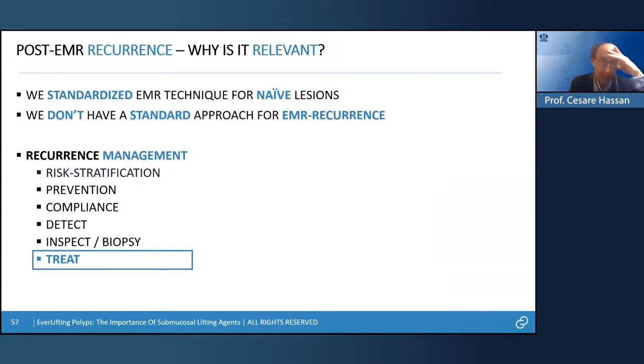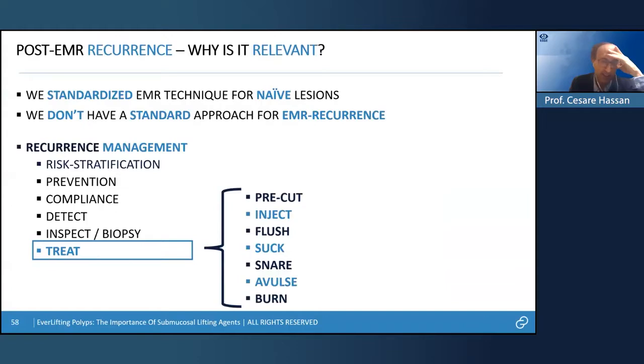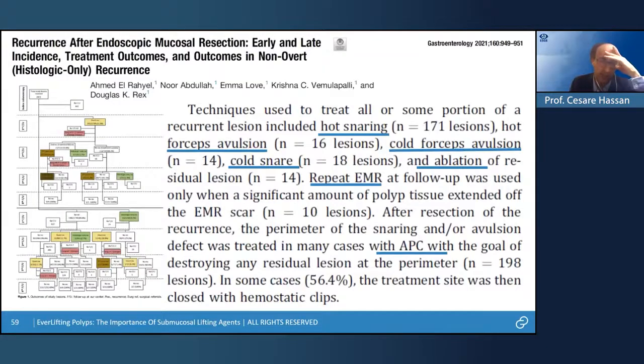What is probably fascinating about recurrence is the treatment, but it is absolutely not codified. So you have a lot of options, and again, we will see some in the next video by Doug. You can precut, inject, flush, suck, snare, avulse, burn, and you must be flexible in doing all of this. This is from the recent experience by Doug, and you can see how he used whatever he had to remove this recurrent neoplastic tissue. It may be hot snaring, hot forceps avulsion, ablation.